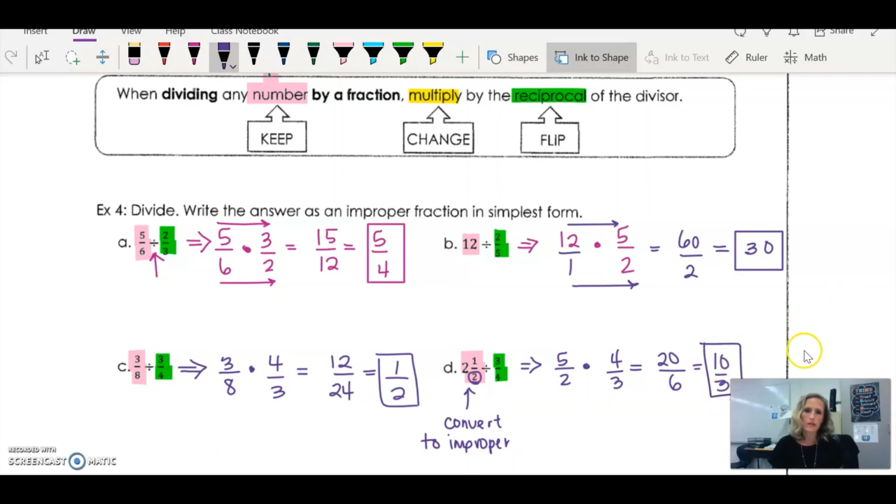And that's it. We've added, subtracted, multiplied, and divided with fractions, and now you should be ready to practice on your own. Good luck!